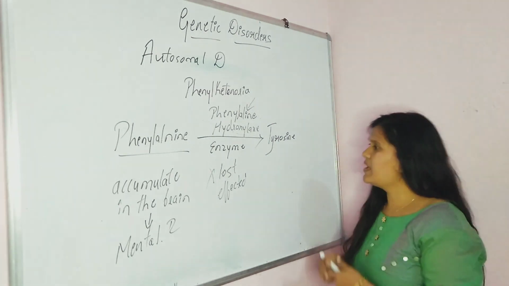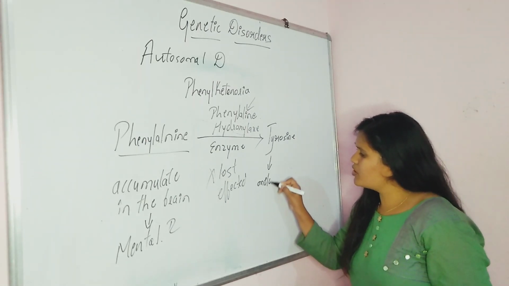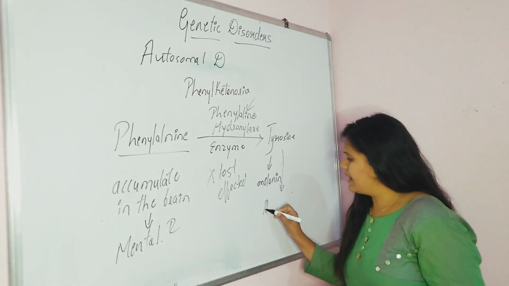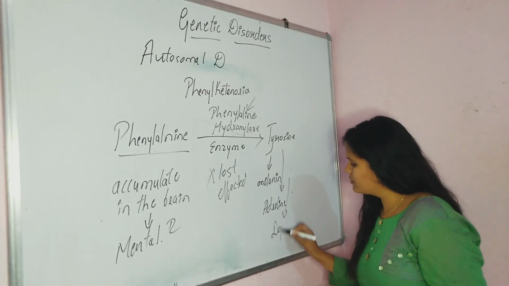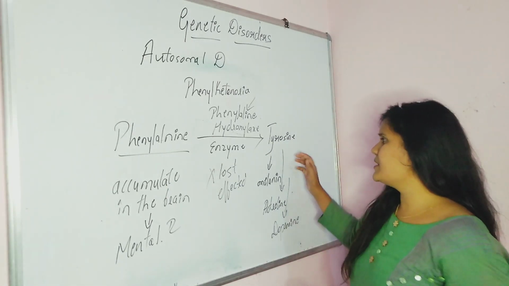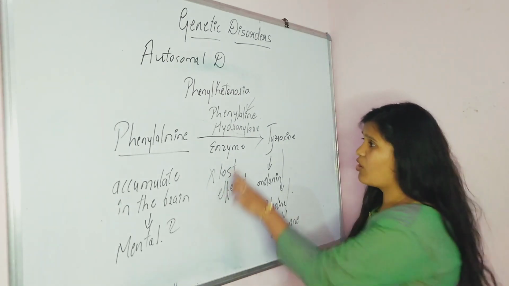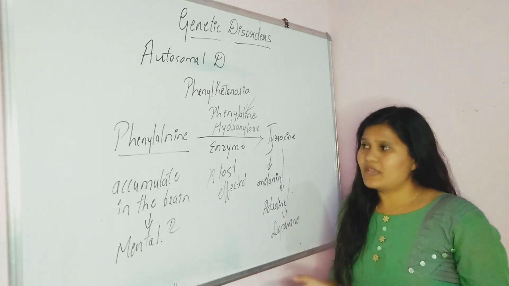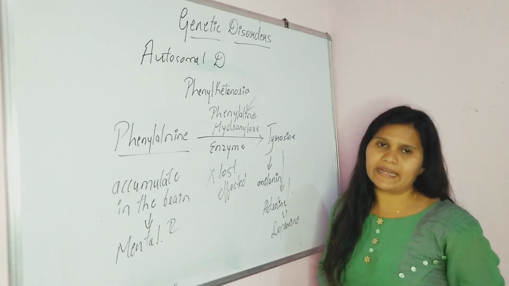Coming to tyrosine, this tyrosine performs many functions, that is the production of melanin, okay, and the production of the adrenaline gland, and also dopamine, and also many hormones. They are synthesized by this tyrosine. So the production of this enzyme will not take place. That's why this phenylalanine will accumulate in the brain, and it causes mental disorders.